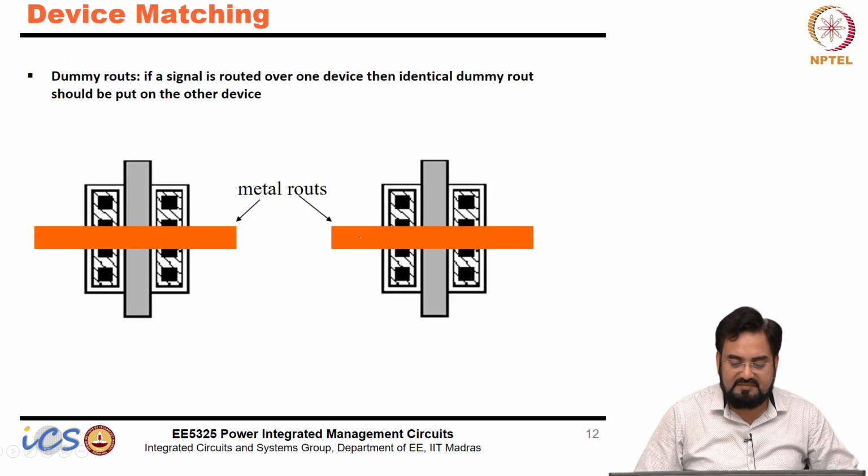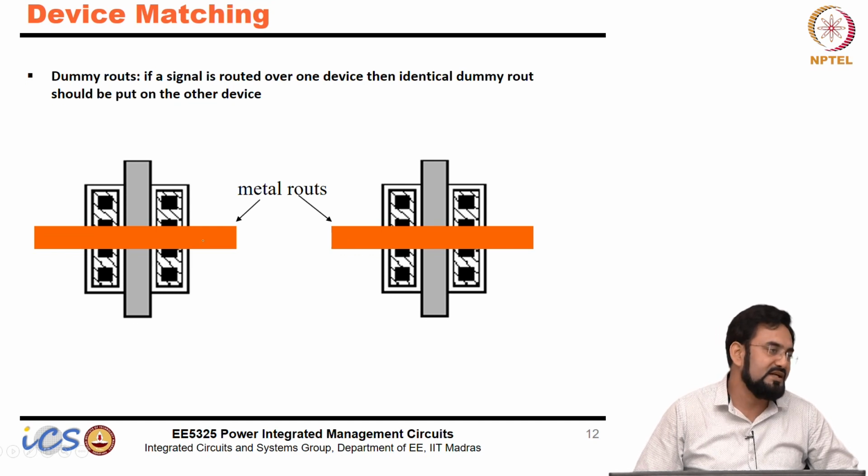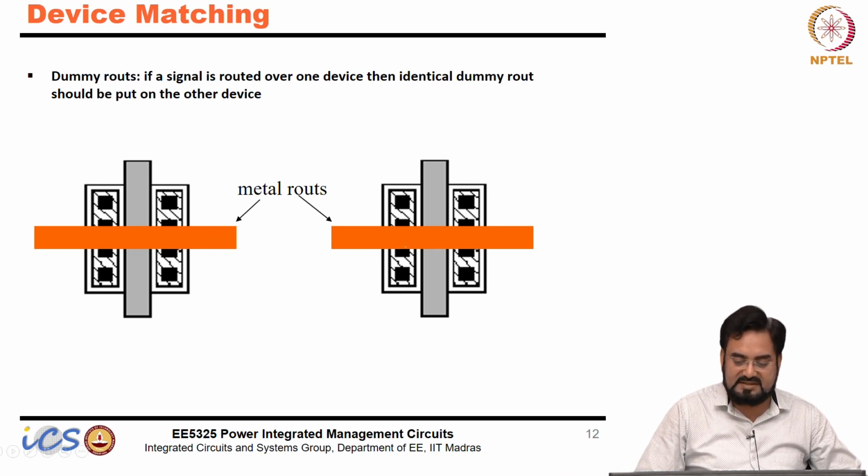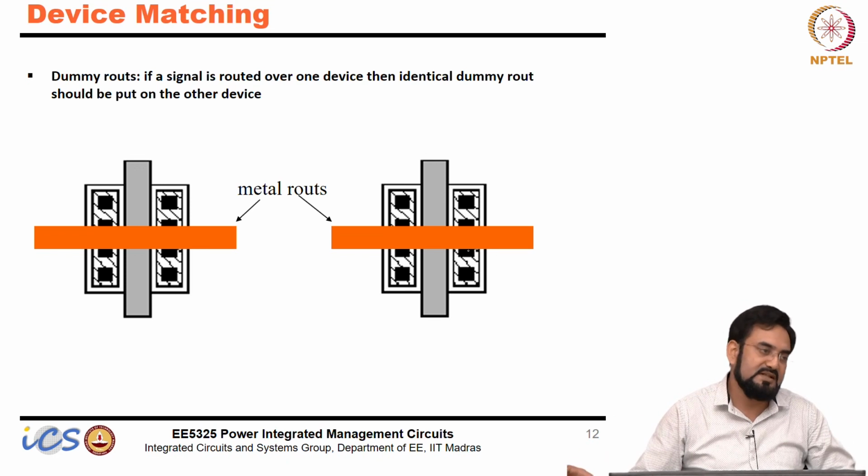And most of the time if it's a high speed line, obviously these dummies should not be connected to the signal. The reason is they will load that signal. But in order to create the same condition, make sure you have the dummy routes so that they look exactly the same. So the physical appearance should be the same for all the devices, all the matched devices.